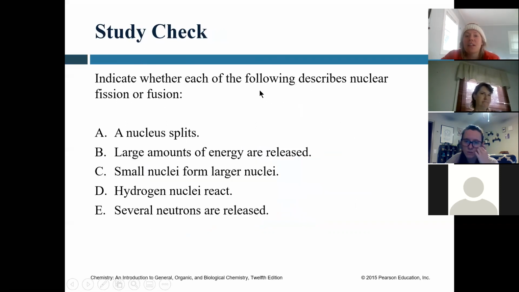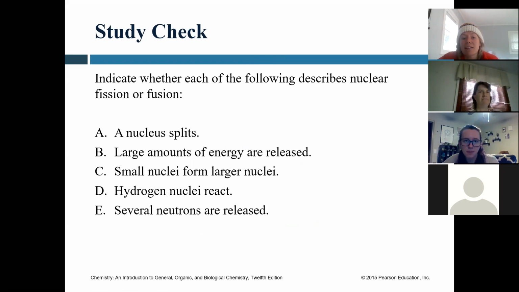So indicate whether each of the following describes nuclear fission or nuclear fusion. Fusion, remember, to fuse. Fission is the opposite, to split. So a nucleus splits will definitely be fission, all right? Large amounts of energy are released. That's fusion and fission. Both of them produce a lot of energy. Small nuclei form a larger nuclei. That's to fuse, fusion. So that's what we would see happening in stars.